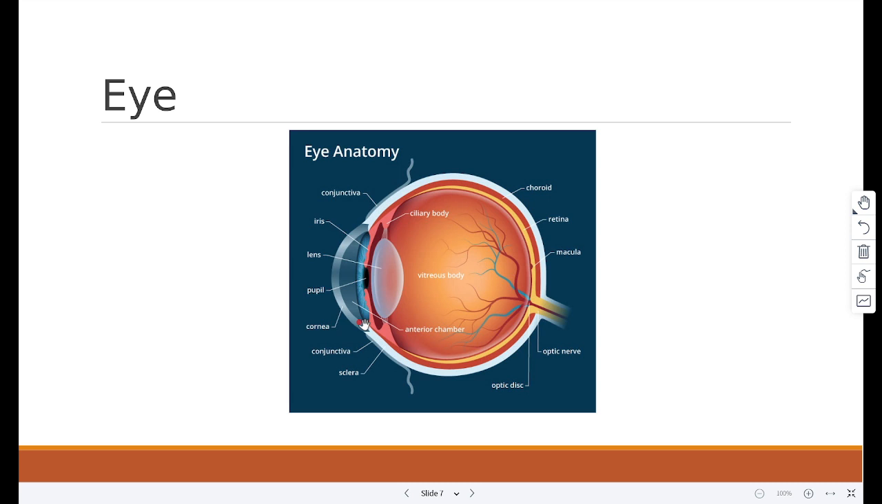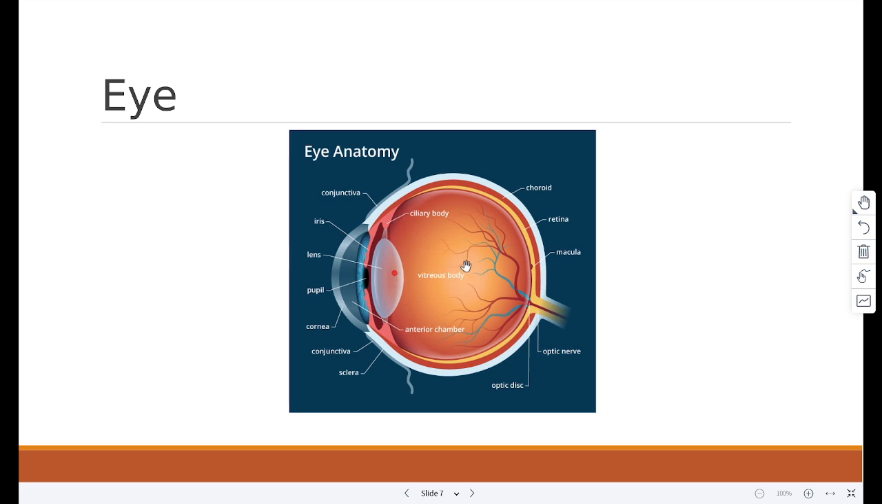Then we have the iris. This right over here is the iris. Now it controls how much light enters the pupil. Then we have the lens. The lens is a transparent disc that can change shape to focus light onto the retina.